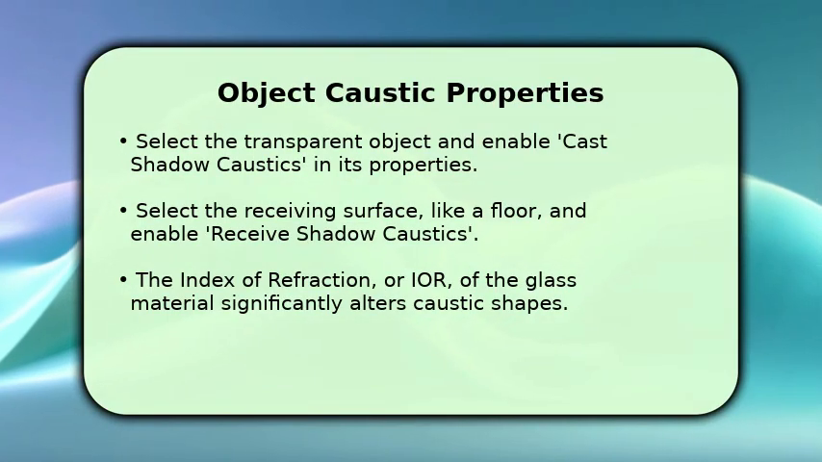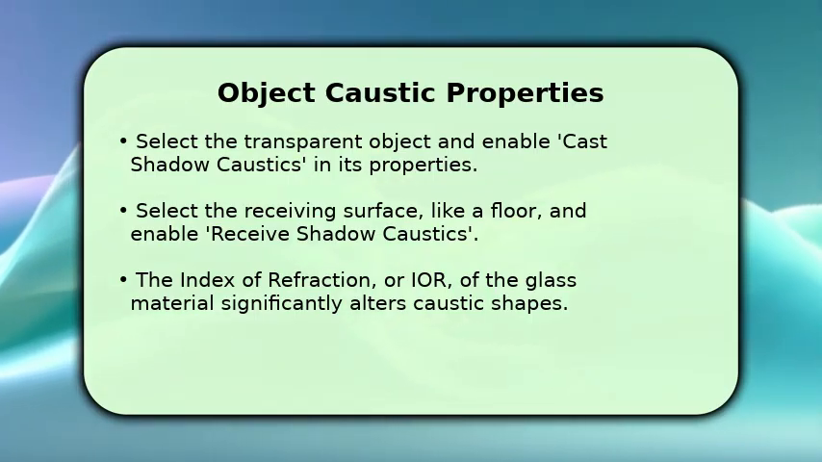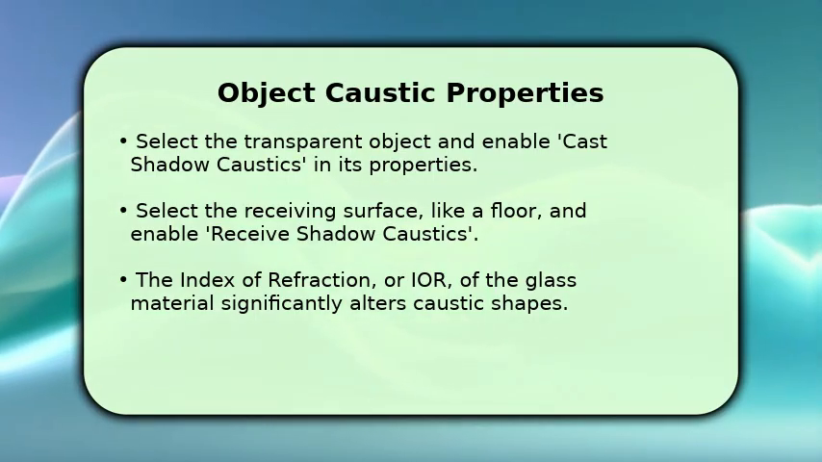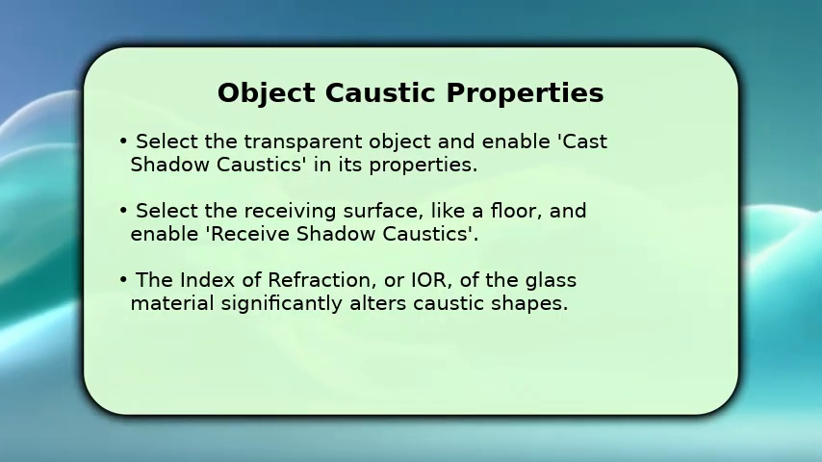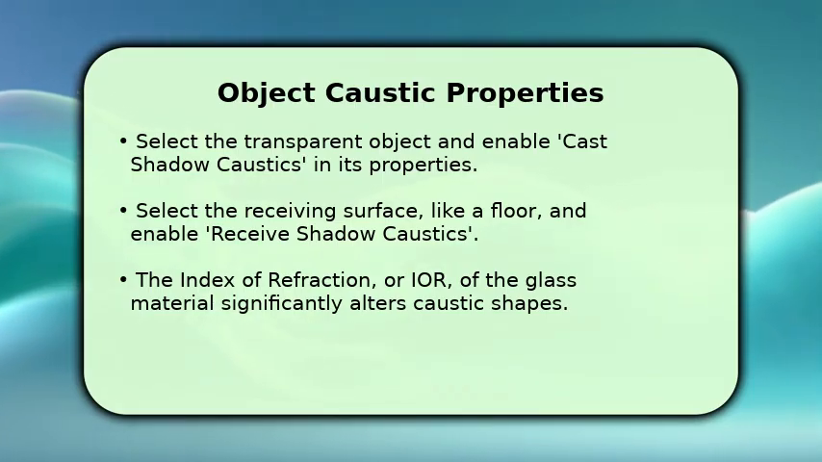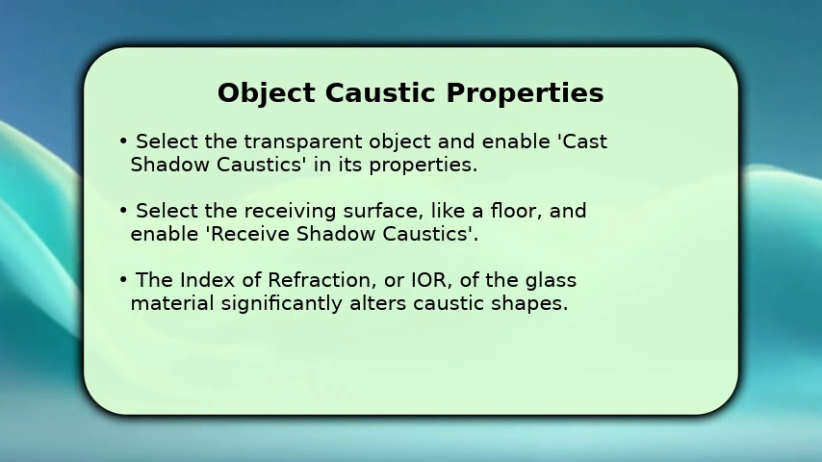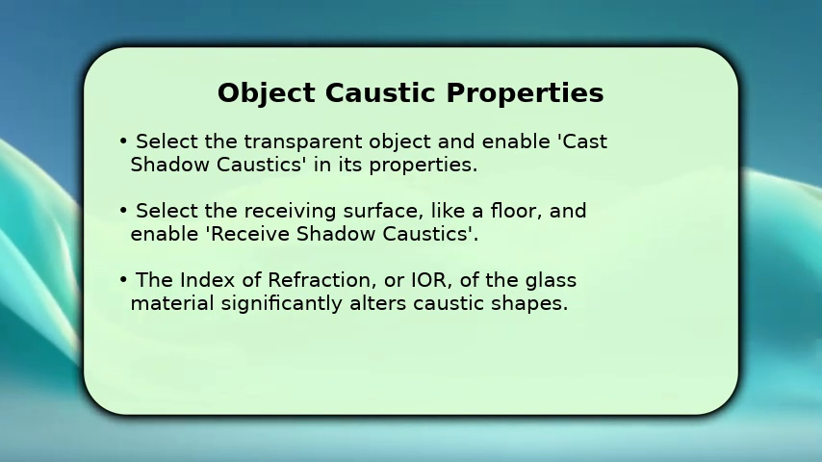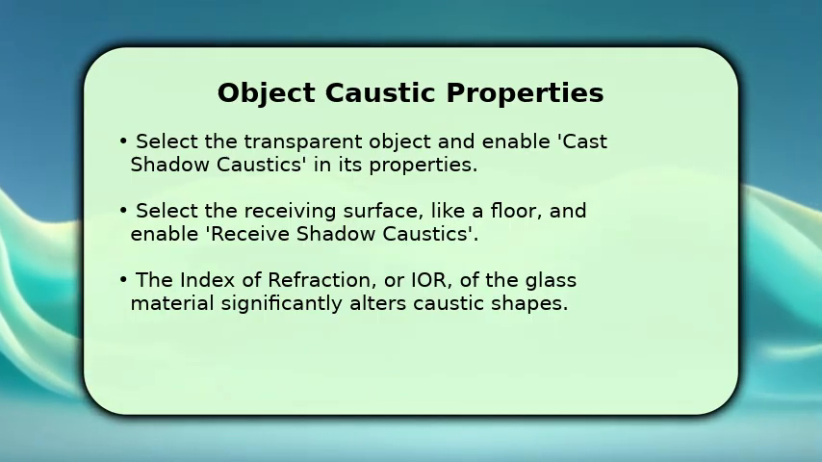Now we need to tell Blender which objects participate in the caustic effect. Select your transparent object, the one that will cast the caustics, and in its object properties under the shading panel, check Cast Shadow Caustics. Then, select the surface where you want the caustics to appear, like a floor or wall, and enable Receive Shadow Caustics in its shading properties. Remember, the index of refraction, or IOR, of your glass material, typically around 1.45, greatly influences the light spreading and the resulting caustic patterns.